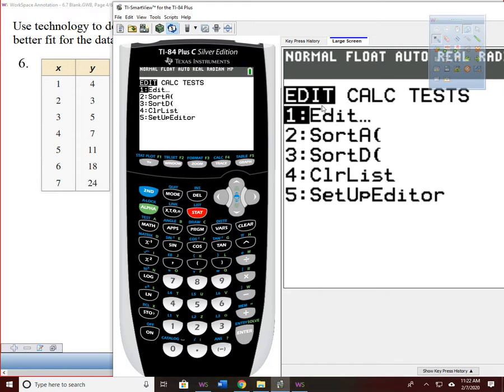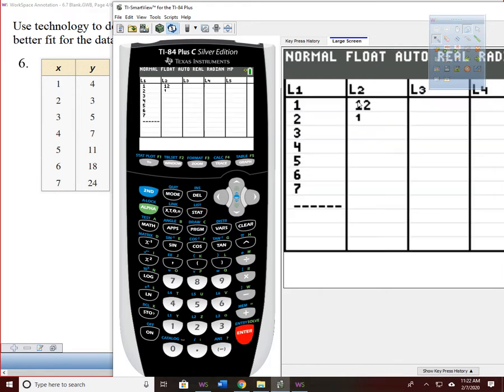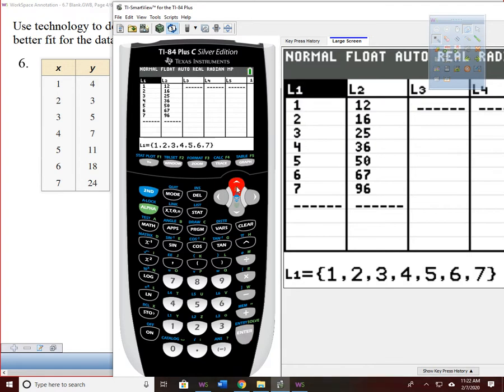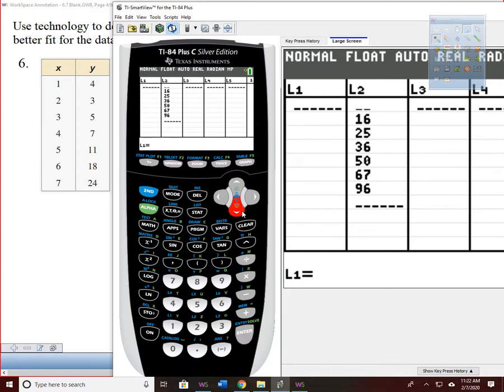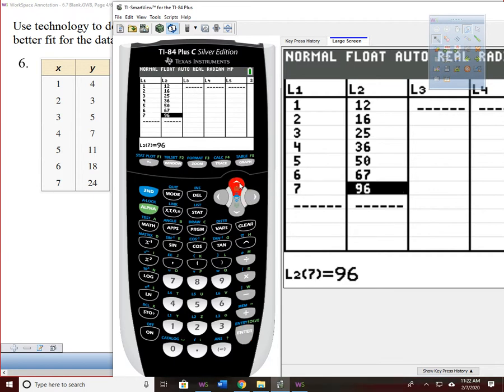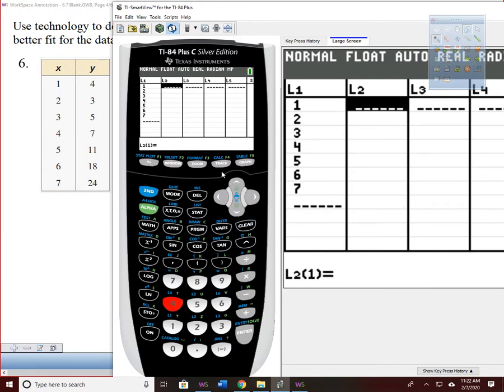All right, so we're going to go to stat and edit, and then edit our values. If you pop up and press clear, those numbers will go away. So we have 1, 2, 3, 4, 5, 6, 7. Make sure you press enter after every one. Then I'm going to clear out list 2, and I have 4, 3, 5, 7, 11, 18, 24.